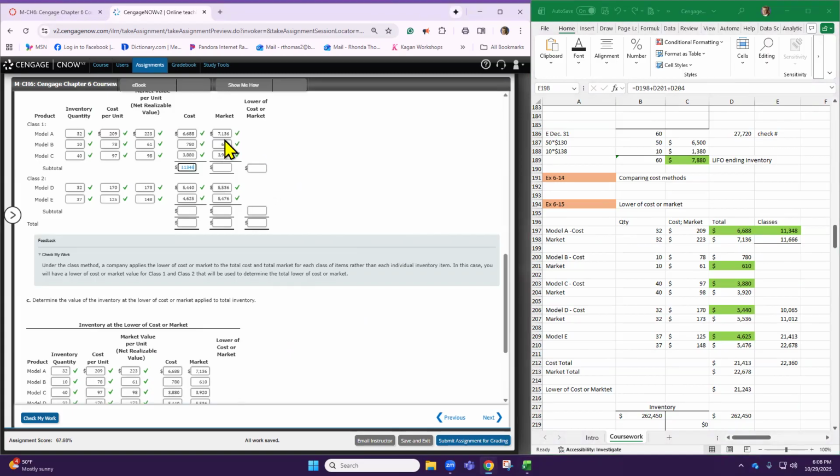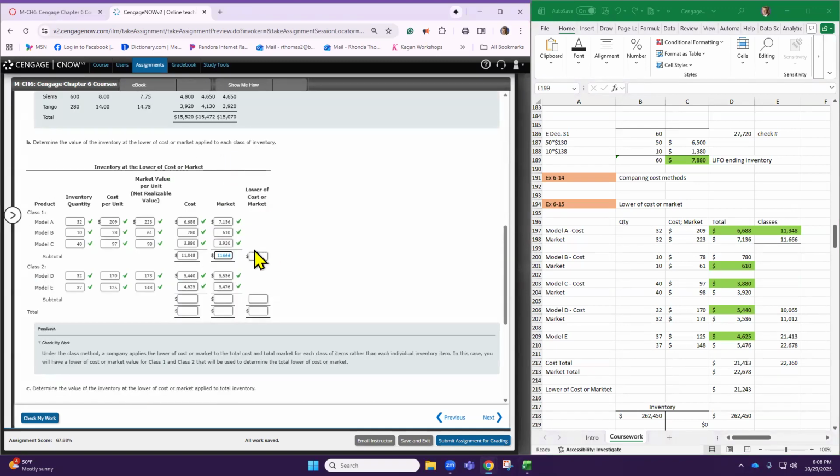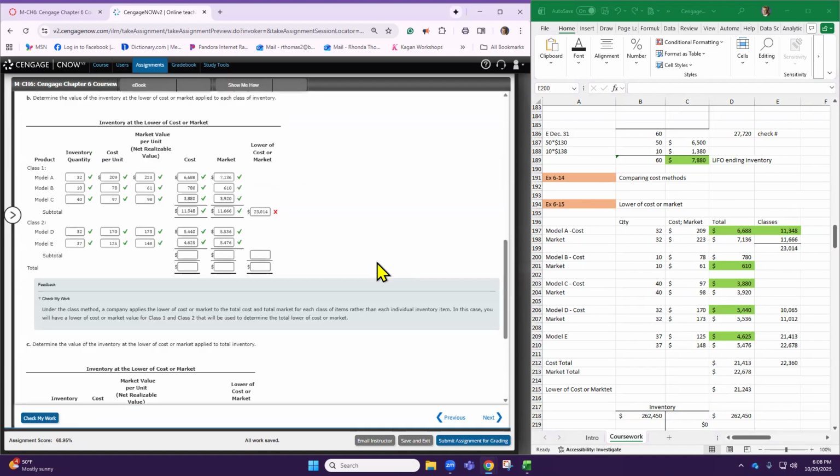11,348. So then we need to do a total for here, and that's what this one's going to show. It's 11,666. Now, then we add those two together. And that is 23,014. Let's see if we're right. Nope.